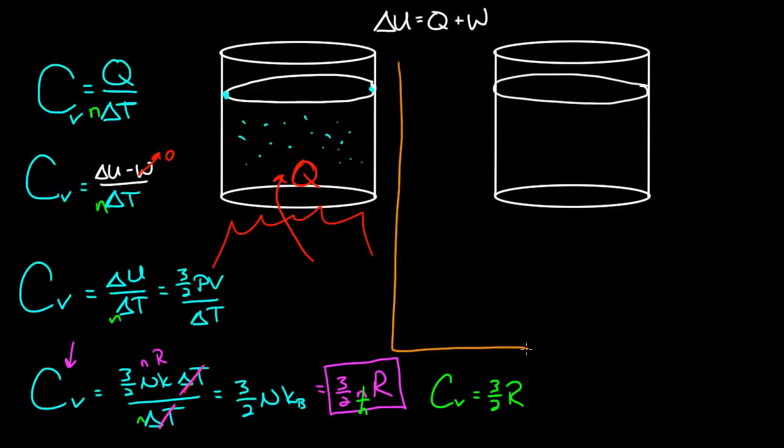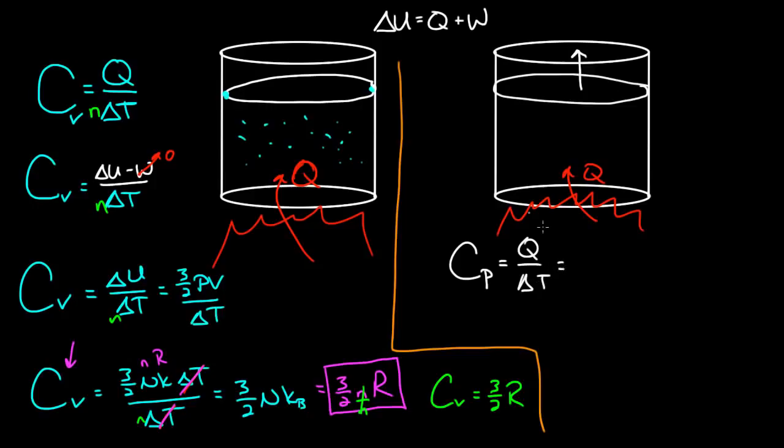Now we're going to look at this side. Again, we're going to allow this gas to have heat enter the cylinder, but we're going to allow this piston to move up while it does that so that the pressure inside of here remains constant, and this is going to be the heat capacity at constant pressure. Well, again, we're going to get that it's Q over delta T, and just like the first law said, Q has to equal delta U minus W, so we get delta U minus W, the work done, over delta T.